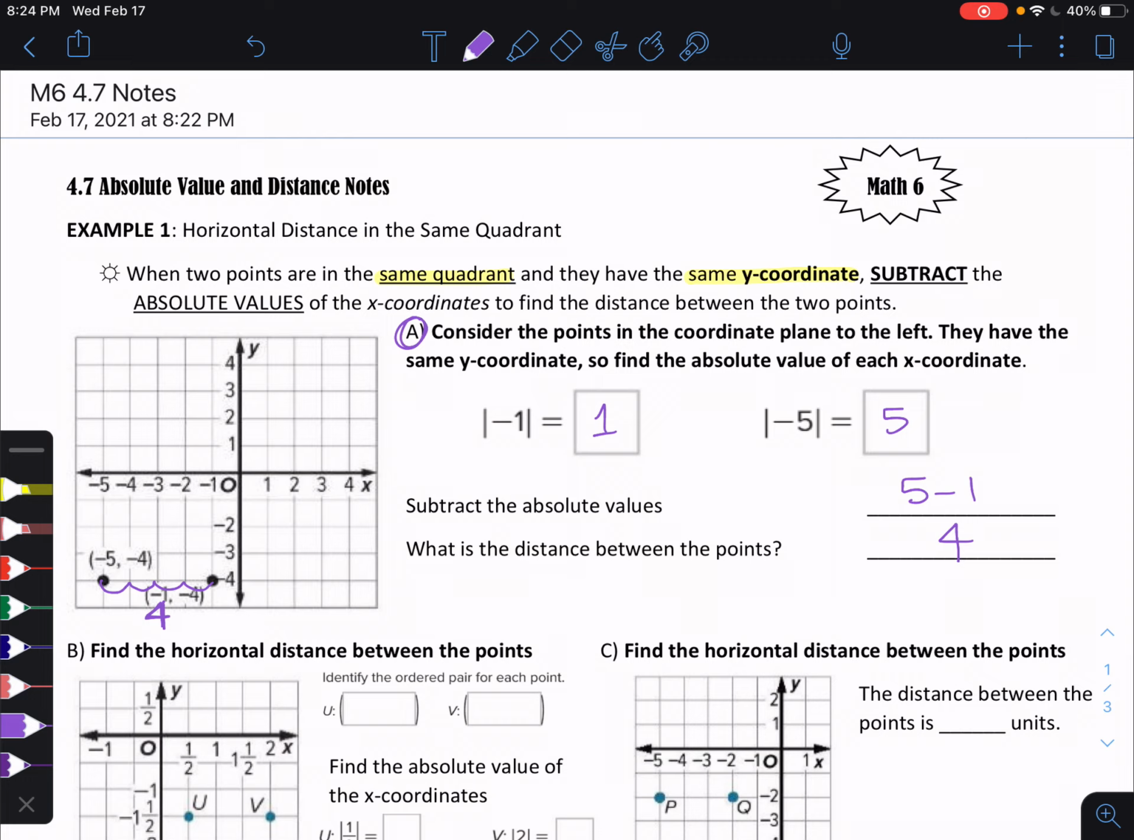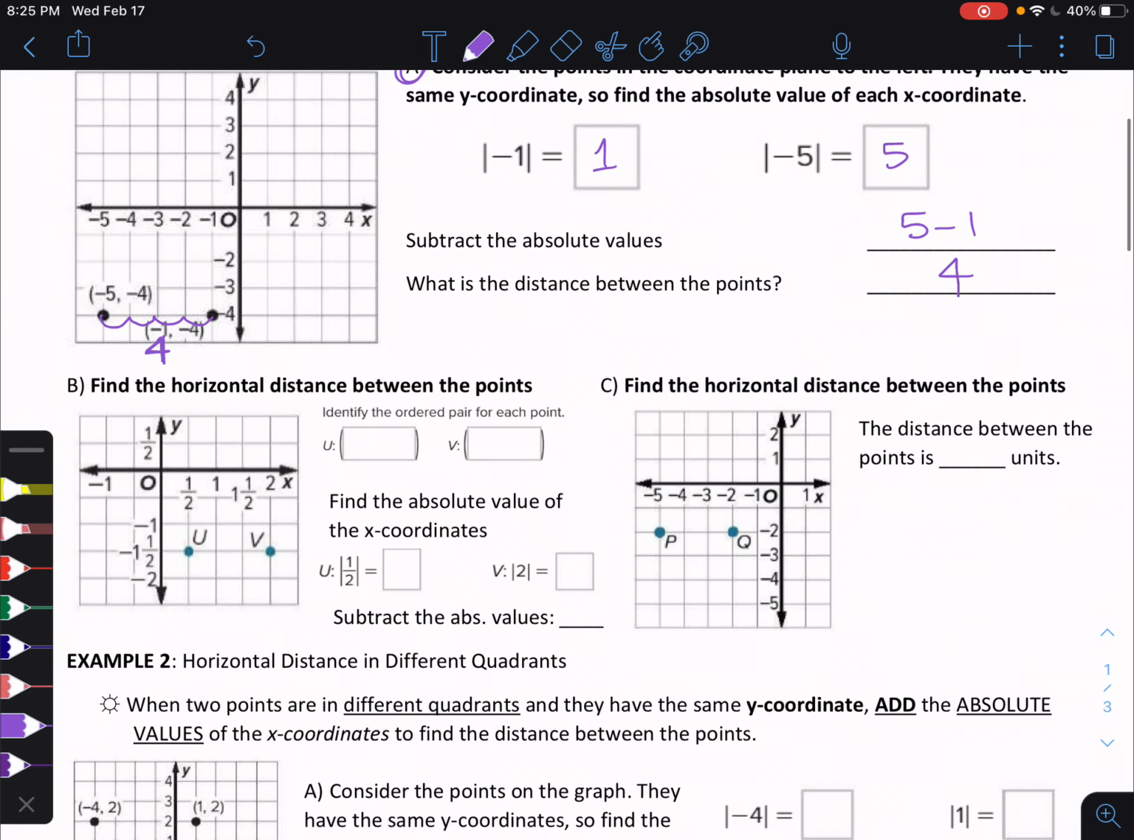So if I was not given the picture, I could still find the distance between those 2 points by understanding that they are both on the same side of one of the axes in the same quadrant, and that they are horizontal from each other. So same y coordinate, I can subtract the x values.